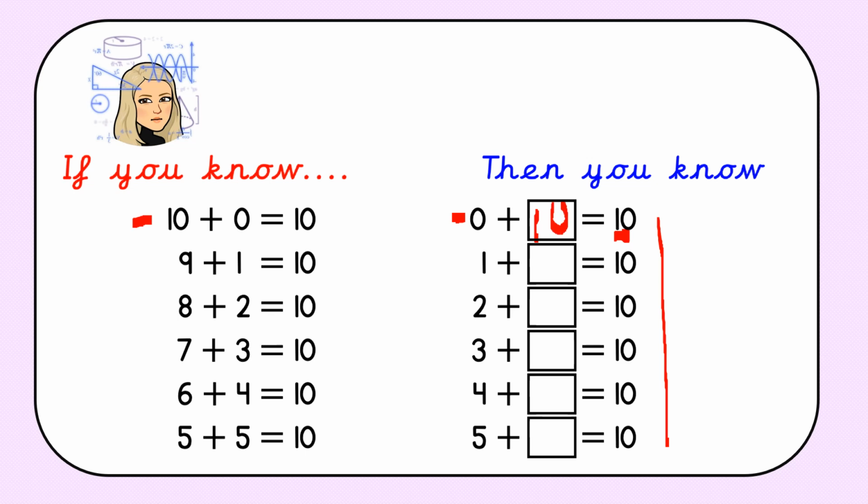So you can see now, because you're really good at noticing patterns in numbers, that if you know 9 add 1 is 10, then you must know 1 add something is 10. Okay, so pause the video and have a go at completing these, and you can use these number sentences to help you. And once you're finished, press play and we're going to move on to number bonds to 20.